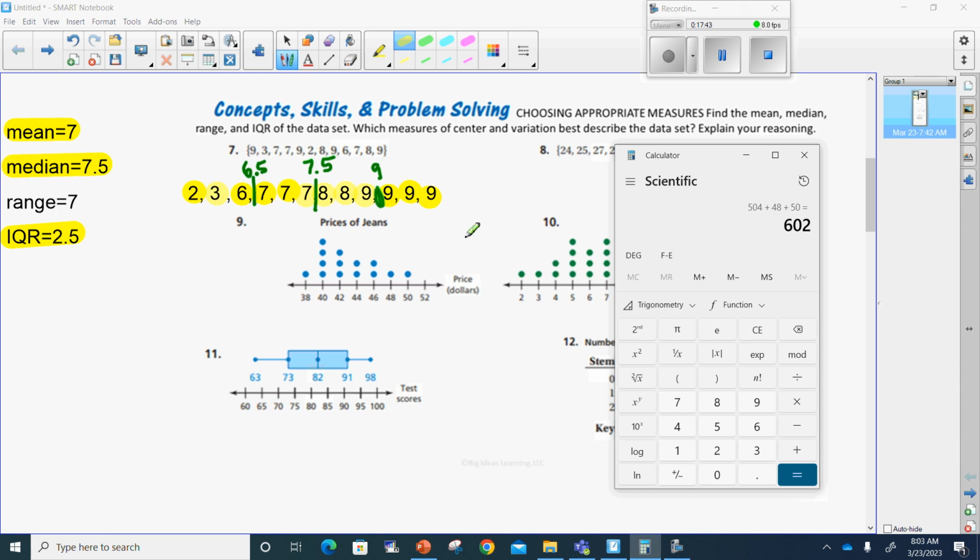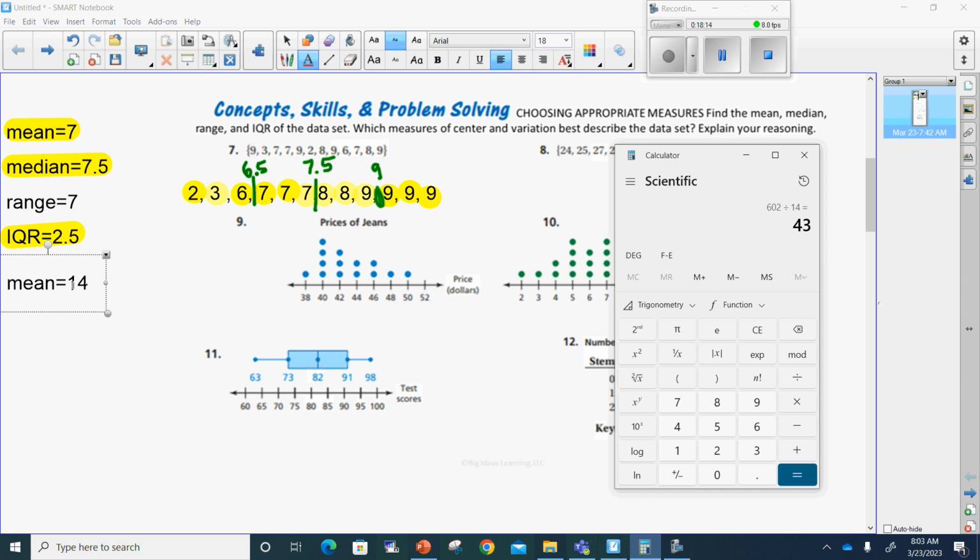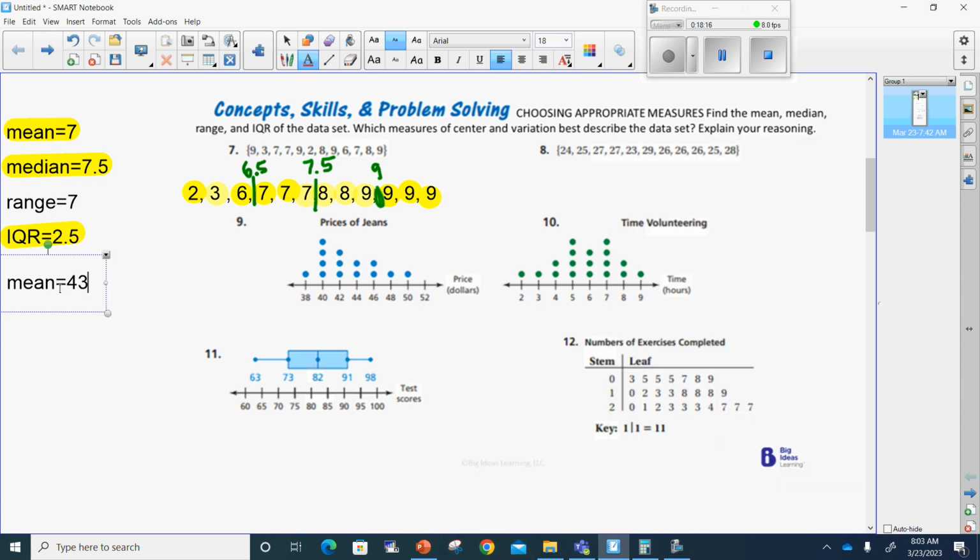So now I've got to take 602 and divide it by the number of dots there are. 1, 2, 3, 4, 5, 6, 7, 8, 9, 10, 11, 12, 13, 14. So I'm going to divide this by 14. And that gives me 43. So that tells me this time my mean will be 14. That doesn't make any sense. Hold on a second. 43, I'm sorry, not 14, 43. That makes more sense. 43 is about right here in the middle of all my data.